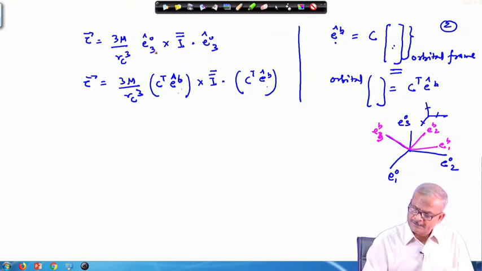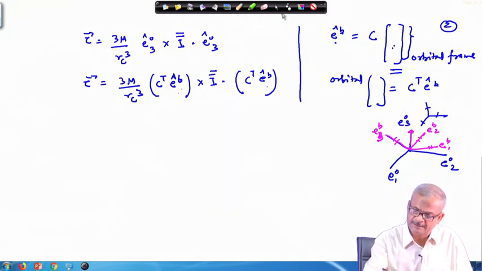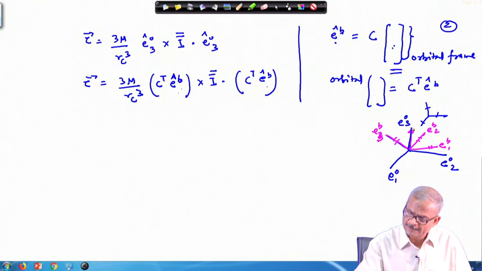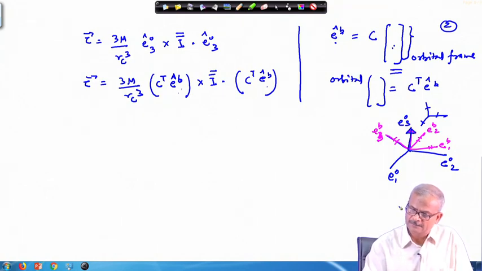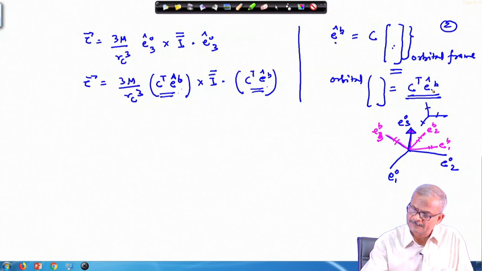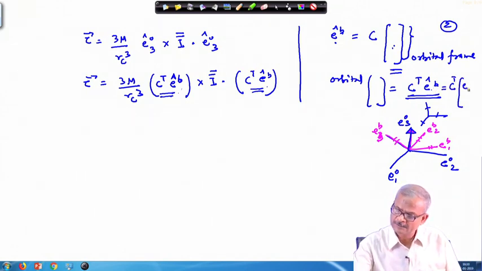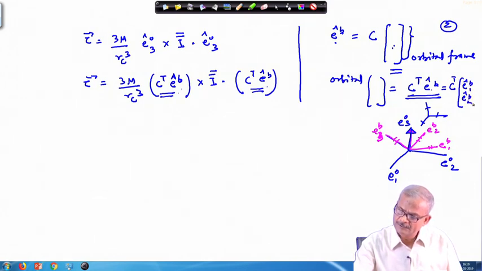So, E O 3, this is the vector here. This vector will have components along all these three directions in the body frame. This is a vector along the E O 3 direction. So, that unit vector is given by this quantity. This is what we have done: we have expressed it in terms of E cap B. So, this means this is C transpose times E cap B 1, E cap B 2 and E cap B 3.